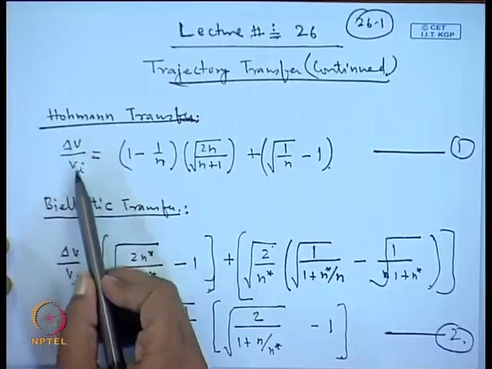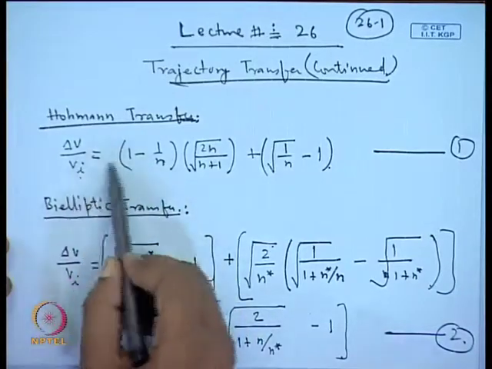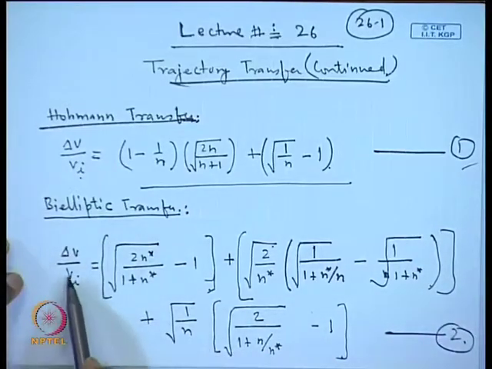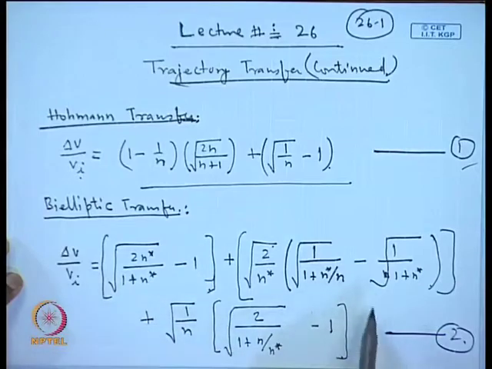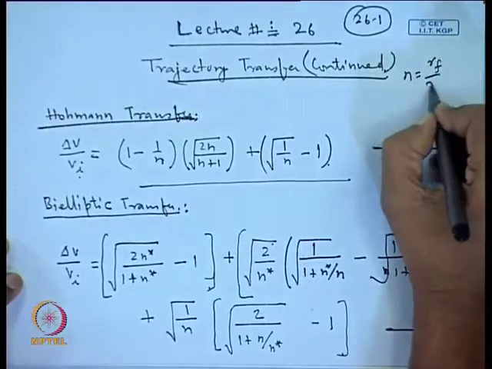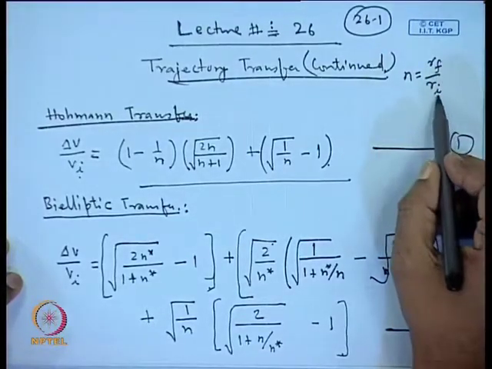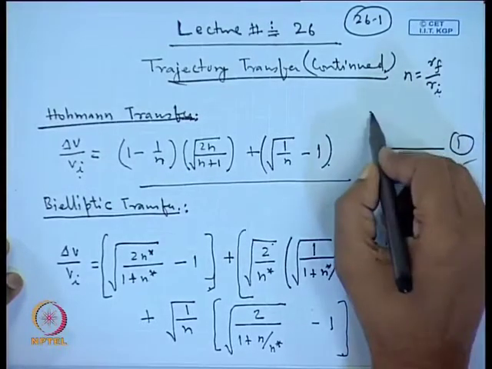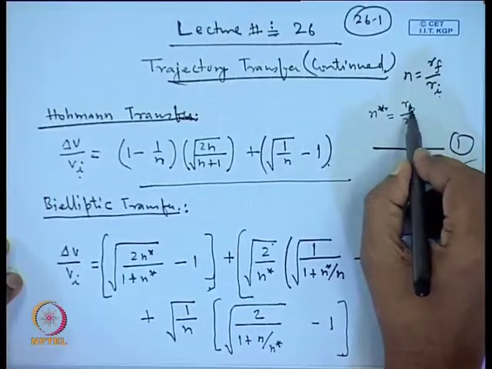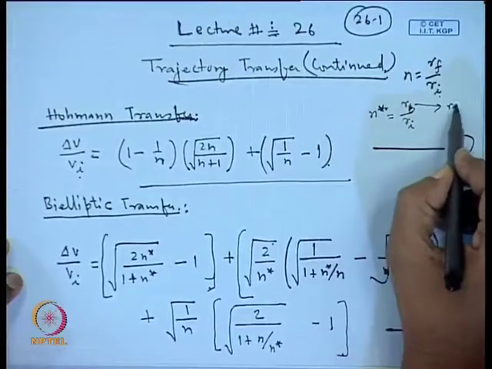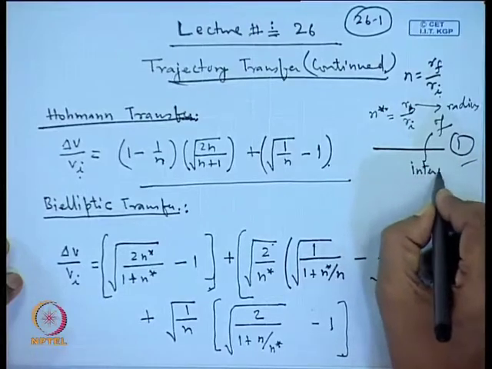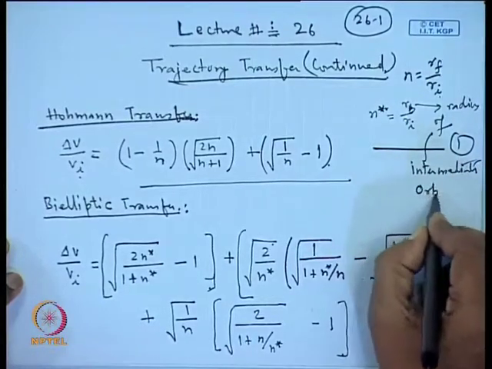the change in velocity delta v divided by v I is given by this equation, which I have numbered as 1, and for the bielliptic transfer similarly I got the equation for delta v by v I as this one, where n is what we choose as R f by R I, where R f is the radius of the final orbit and R I is the radius of the initial orbit, and n star was chosen as R b by R I, meaning this is the intermediate orbit, where R b was the radius of the intermediate orbit.